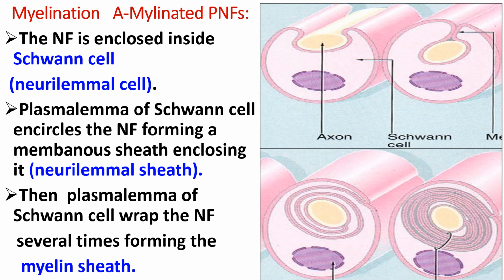So the myelinated nerve in peripheral nervous system has neurilimbal sheath. It is surrounded by neurilimbal sheath. Myelinated peripheral nerve fiber is surrounded by Schwann cell plasma lemma, which is called neurilimbal sheath.